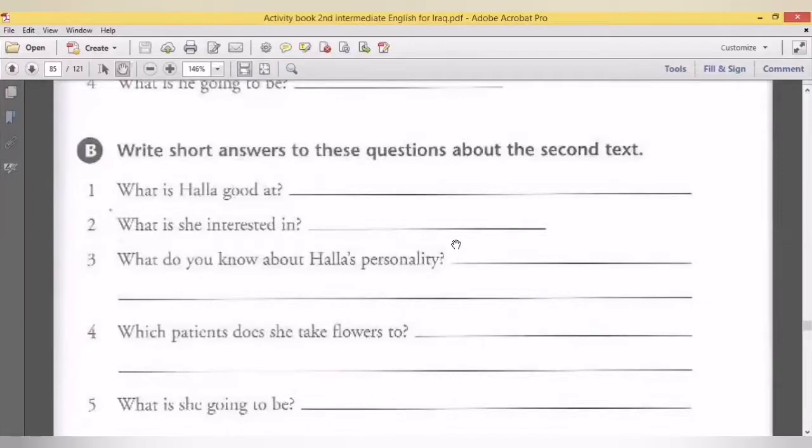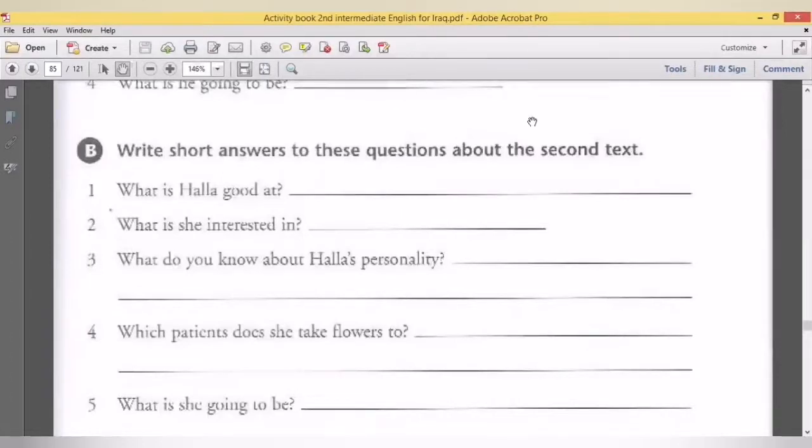Amir, I am asking about her personality. Now, number four, which patients does she take flowers to? This is the question that you answered, Amir. Yes, Raya, she is friendly. She is kind and friendly. Now, number four, which patients does she take flowers to? The patients who have no visitors, right? Just like what Amir said. Patients with no visitors.